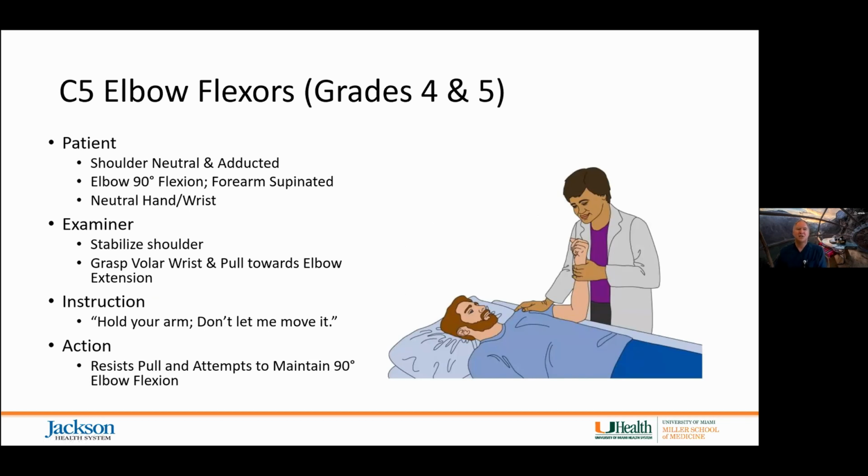But otherwise, we then bring their elbow to a 90-degree flexed position with their forearms supinated, and we're going to ask them to hold their arm there, don't let me move it. And I'm going to rate this against age and gender matched what I would consider normal strength. If it's normal, then I rate it a 5. If it's less than normal, then I'm going to give them a grade of 4.